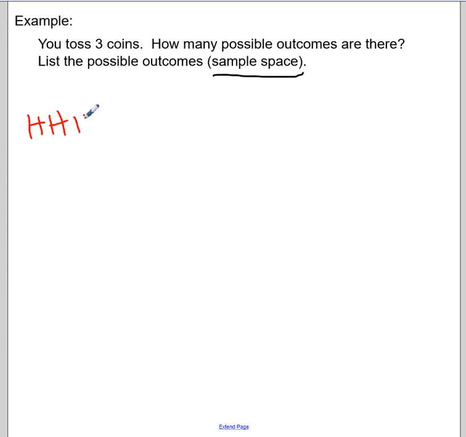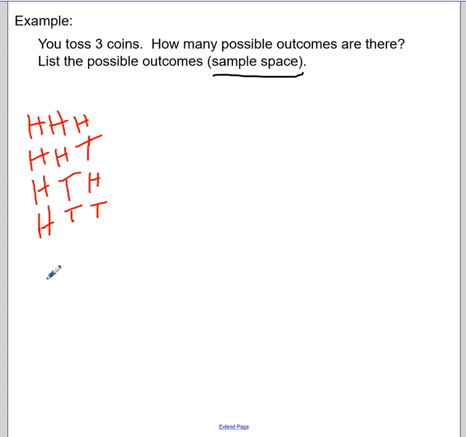So heads, heads, heads. Or my first one is a heads, my second one is a heads, but my third one could be a tails, right? Instead of that third one being a head. Or my first one could be a heads, then my second one could be a tails, and my third one could be a heads. Or if my first one's a heads and my second one's a tail, my third one could then also be a tail, right? Now, is there any other combination?